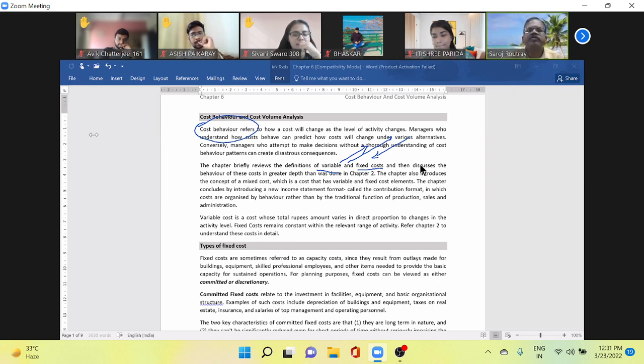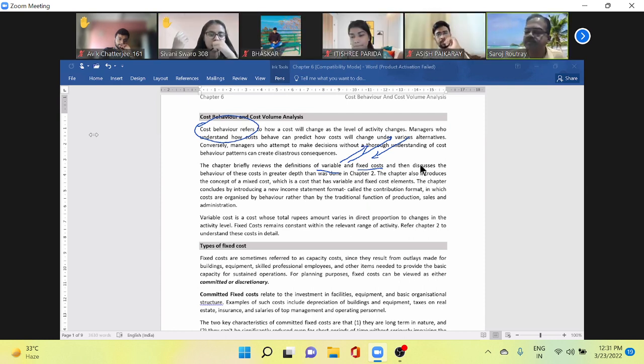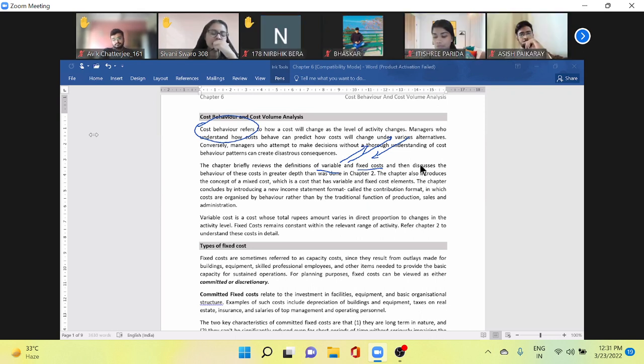Yes, Shivani. Sir, if we take an example, regardless of what our output is, we need to pay a fixed amount. That is the rent of our land or the equipment which we have borrowed. So these are the fixed costs. Okay. Yes, Avik.